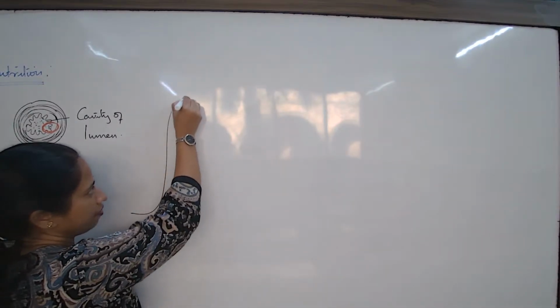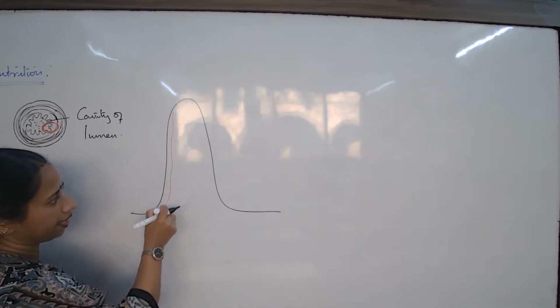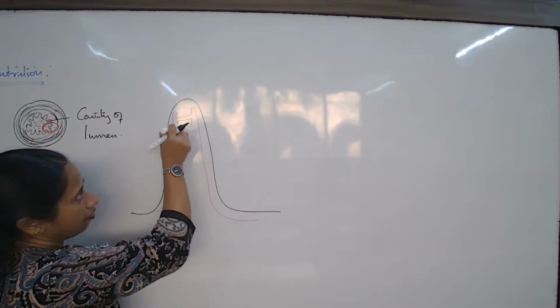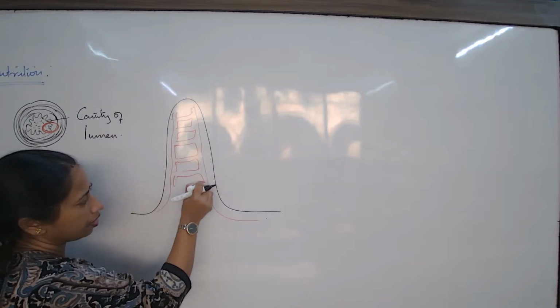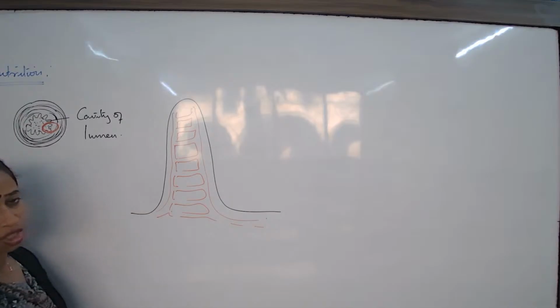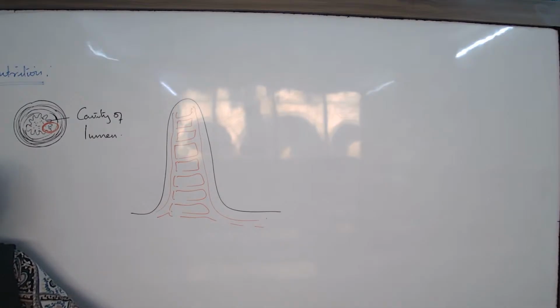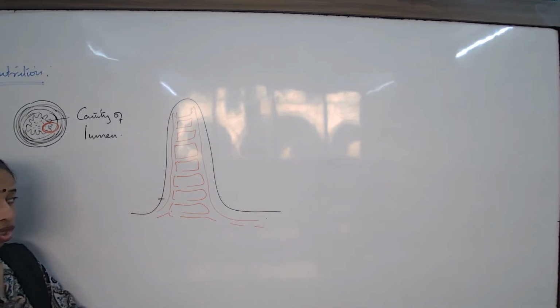If I talk about the single villus, how would the blood vessels be arranged? The blood vessels are generally arranged like this. There will be a large number of blood vessels here. If you remember, we had discussed that. What are the special features of the villus? Number one, the wall is very thin, made up of only one single layer of epithelial cells, and it has an enormous supply of blood vessels.